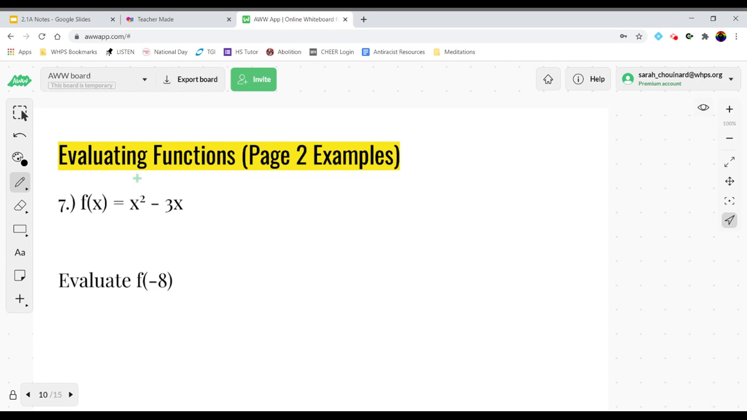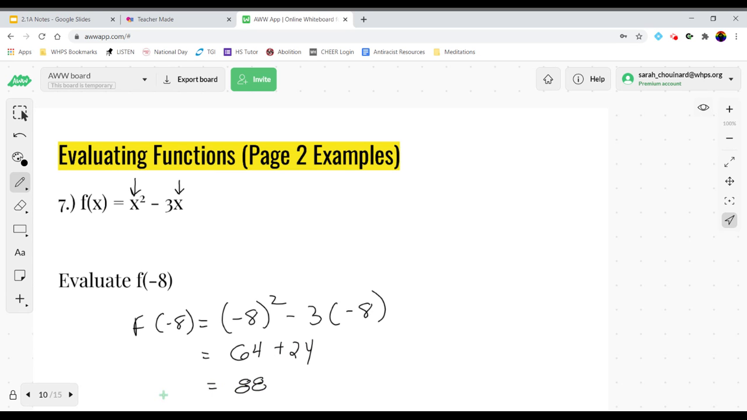F of -8, I'm going to replace x with -8. So I actually have to put it into 2 places. So f of -8 is equal to, in parentheses, -8 squared. Whenever I plug in, I always like to use parentheses so that I can see that I'm squaring a negative number. So -8 squared is positive 64, minus 3 times -8, that turns to plus 24, which is 88. So f of -8 is equal to positive 88. Negative 8 went in, positive 88 came out.